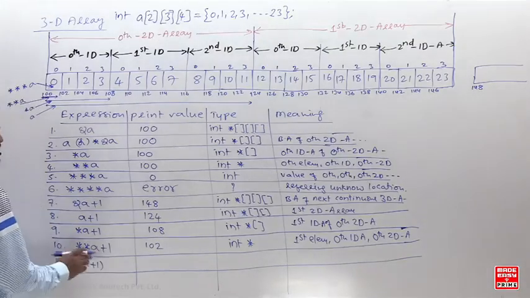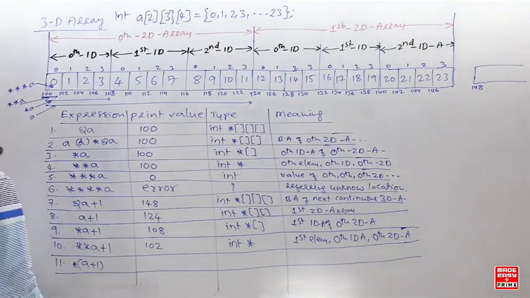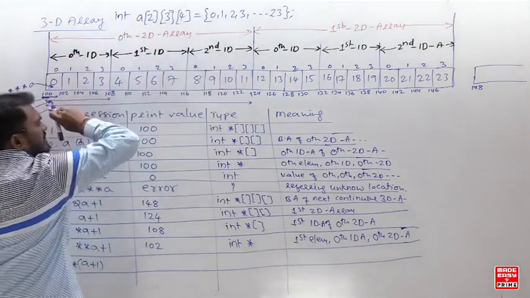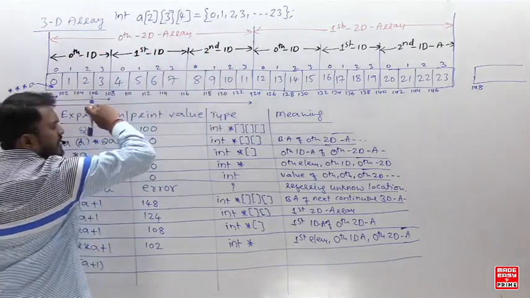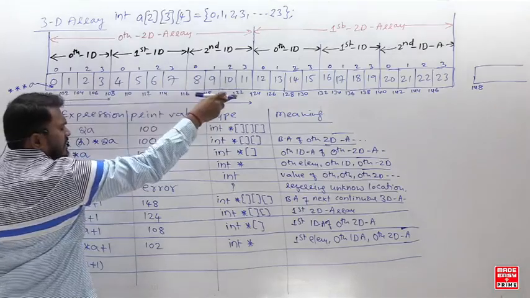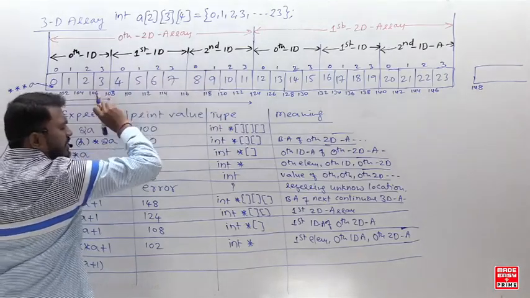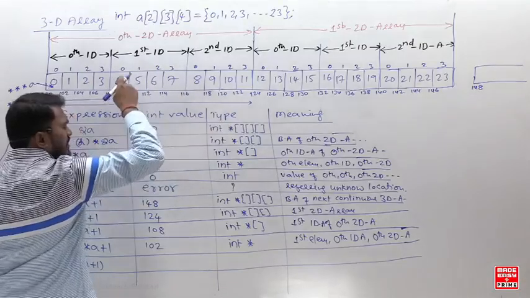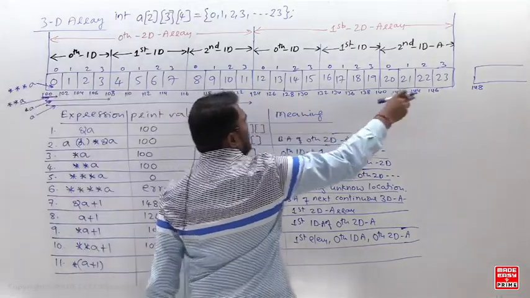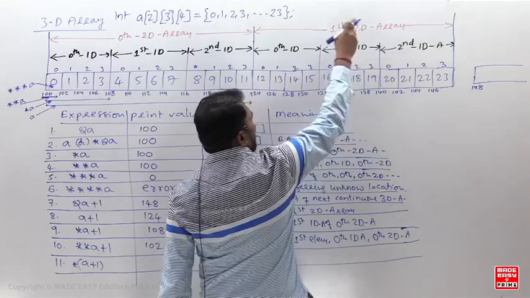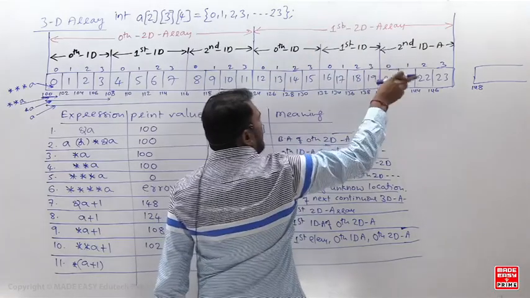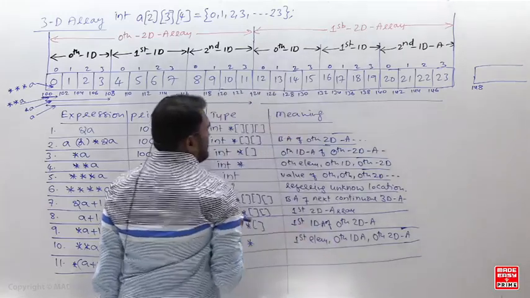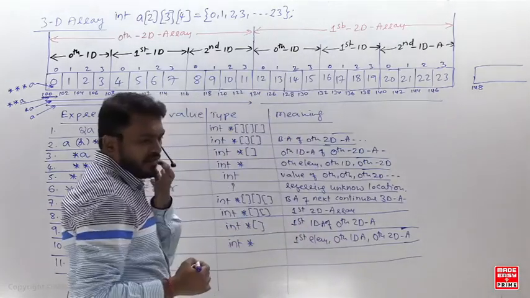A plus 1 whole star. Tell me, A means what? A means the 0th 2D array. Just listen carefully. A means pointing to the 0th 2D array. If I say plus 1, it will jump according to 2D array size. So A plus 1 means the first 2D array. It is pointing to this.